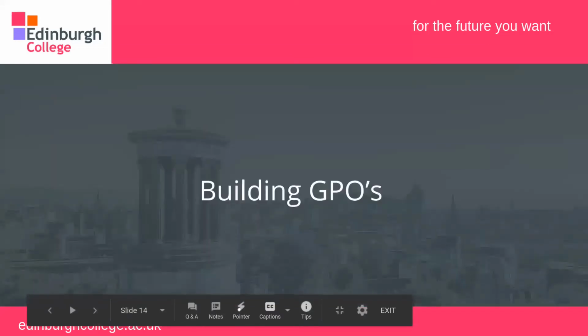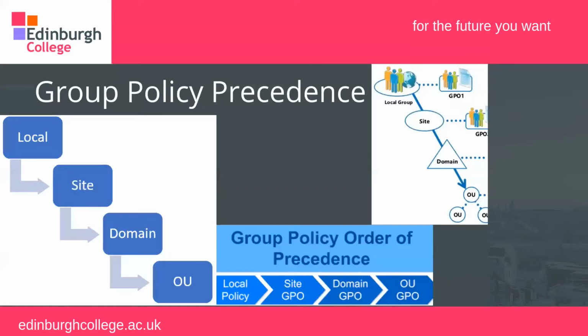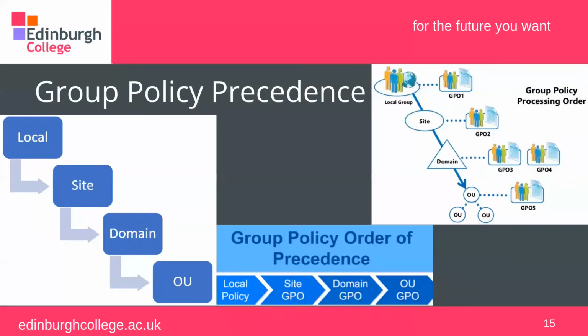Okay, so building GPOs, building them with building blocks. When we build a GPO and we apply a GPO, the GPO has a specific precedence. The precedence is the order in which the GPO is applied. The thing that I want you to remember is LSDOU. Okay, LSDOU. And it's actually LSDOU, OU, OU, OU, OU.